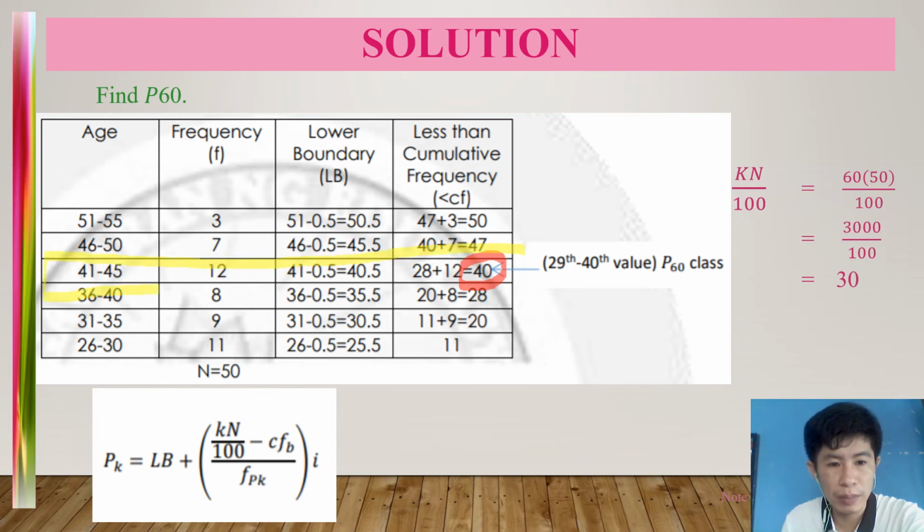Okay, so this will become our reference. This is our percentile 60 class. Ayan, ito yung ating magiging percentile 60 class, etong row na yan. Meaning, ang values na makikita natin for percentile 60 must be a number ranges from 41 to 45. So, ang magiging final answer natin is a number ranges from 41 to 45. Kapag hindi siya 41 to 45, then the solution is wrong. Okay, take note of that.